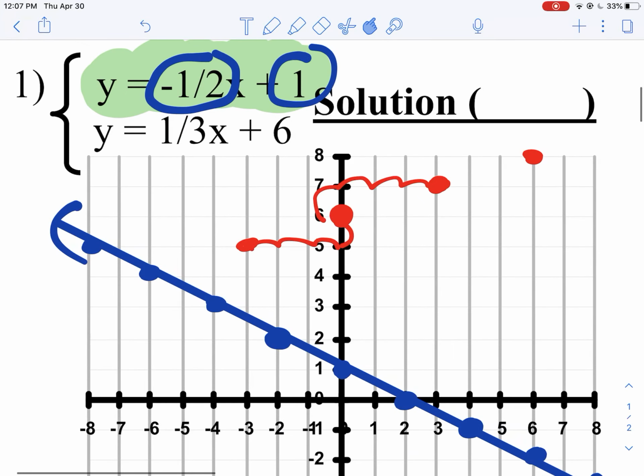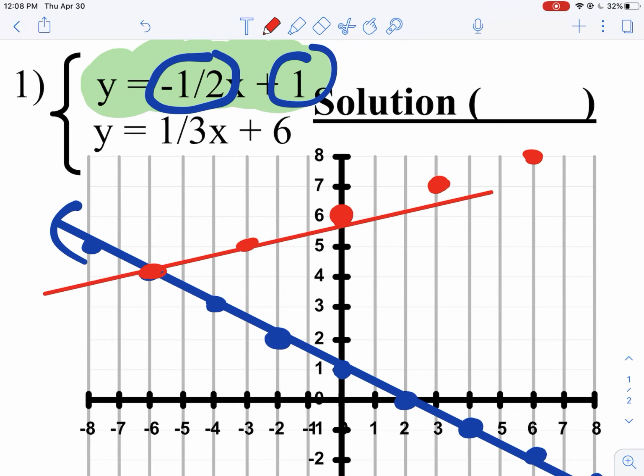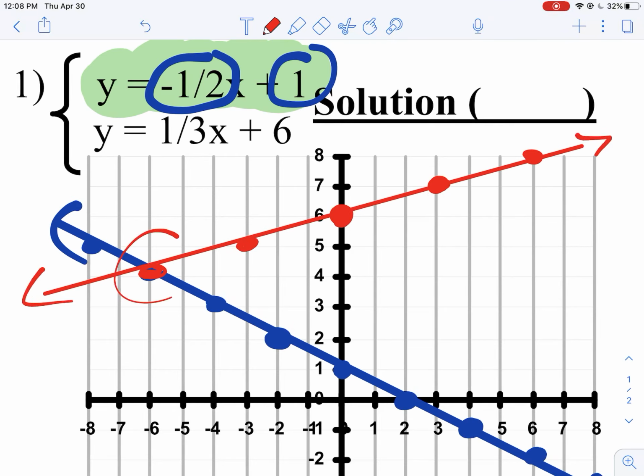If I keep doing that, going down 1 over 3, I get my solution right here. That's ultimately what we want. When we're solving a system of equations by graphing, we want to see the lines cross. Sometimes they won't have a solution, don't get me wrong, but more often than not, you should be getting some point where they cross. And that's right here. So my solution for this is negative 6, positive 4.